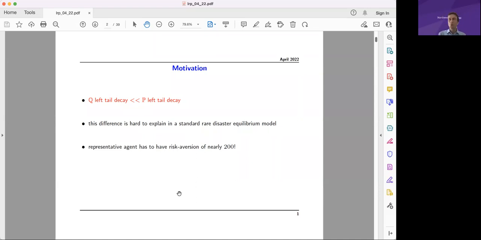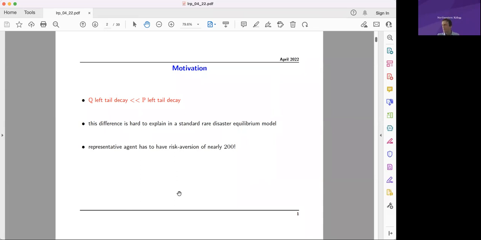The reason I use this to measure the distance between the P and Q distribution of the jumps is that if you work with a standard model, like rare disasters and agents with Epstein-Zin preferences, then the difference in the tail decay parameters is exactly the risk aversion of the representative agent. From that point of view, if you estimate these tail decays non-parametrically, you will find that you need a risk aversion of roughly 200, which is a crazy number.